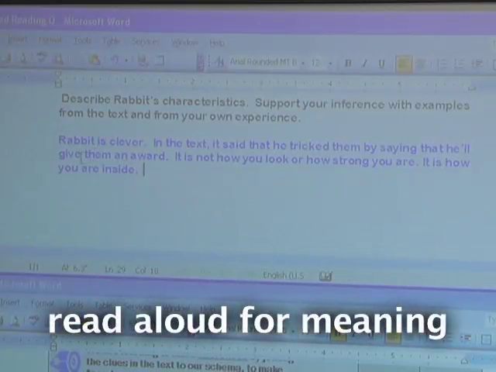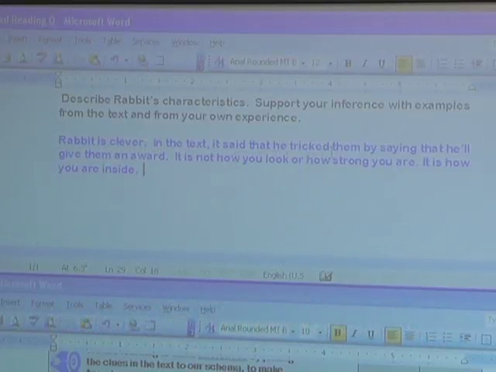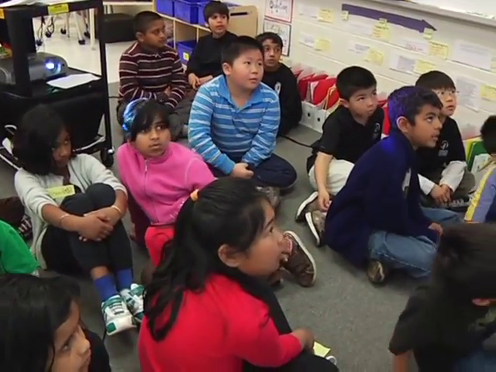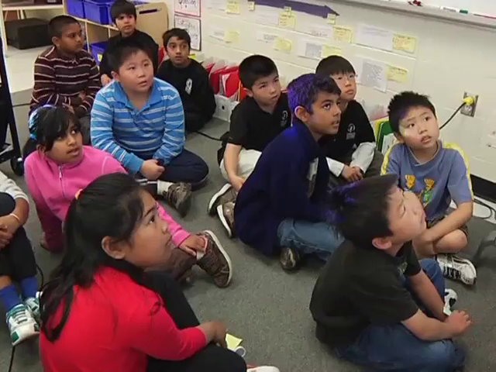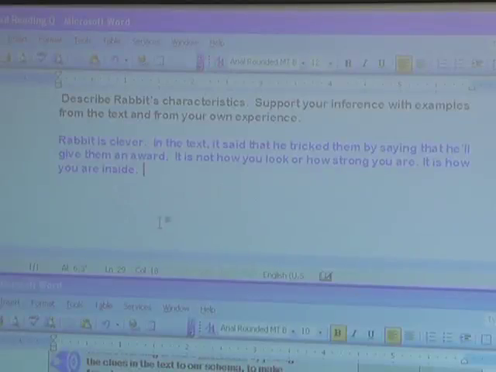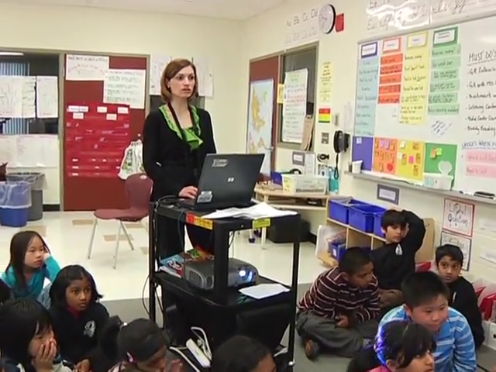Read with me. Ready? Rabbit is clever. In the text, it said that he tricked them by saying that he'll give them an award. It is not how you look or how strong you are. It is how you are inside. So we've clarified to focus in on rabbit is clever. We've got some text support. It said that he tricked them by saying that he'll give them an award.